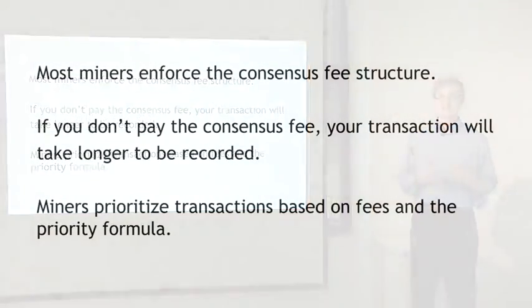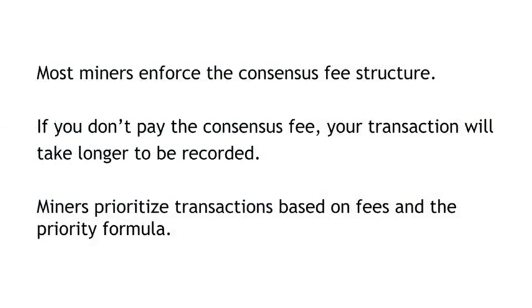All right. Now, the current status quo is that most miners enforce the consensus fee structure, which means that they will either not service or will service last transactions that don't meet the consensus fee structure. So if you don't pay the consensus fee, your transactions will typically take longer to be recorded. It's worth noting that if you pay a small fee, because of the way the priority calculation works, the priority includes the age of your Bitcoins, so the longer your transaction sits without being recorded, the higher its priority will get because its Bitcoins get slowly older. But in any case, if you haven't paid the consensus fee, your transactions will probably take longer to find their way into the blockchain. Maybe that's okay with you.